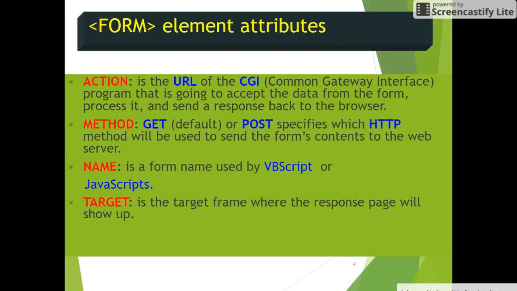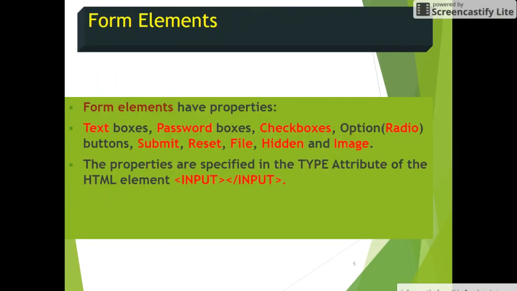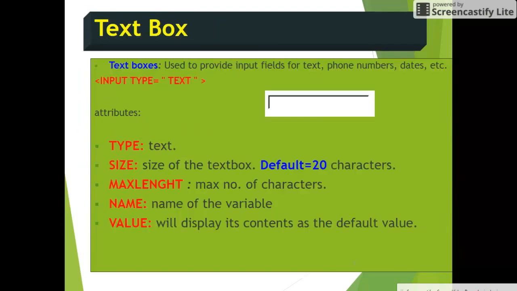Then target is a target frame where the response page will show up. The form elements can have properties like text box, password box, checkbox, radio, that is option, submit button, reset button, hidden, and images, among other things. There's one more thing. What is the difference between a text box and a password box? When you type something in a text box, like your name, it gets displayed to the user. But if you type a password, it does not get displayed to the user. A simple dot symbol or hashes are displayed.